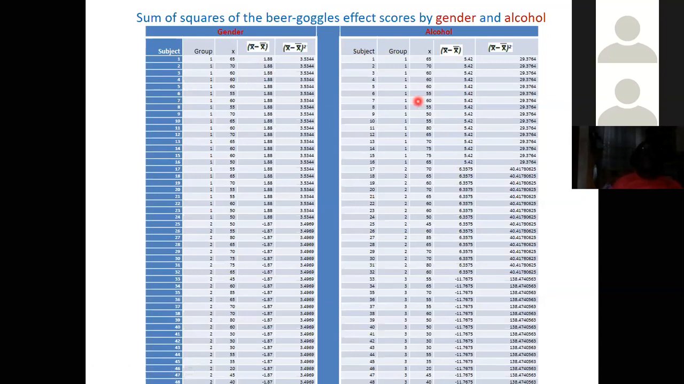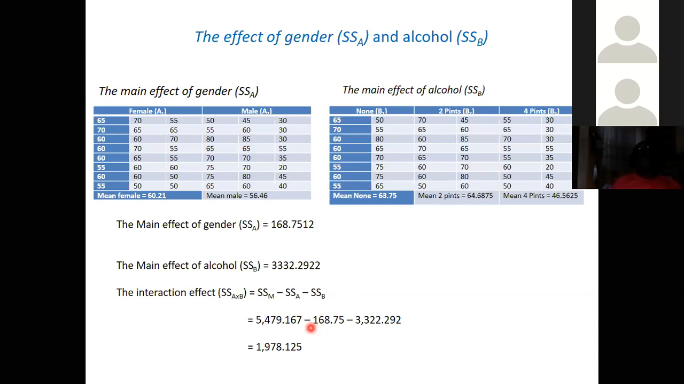For gender, you divide them into 2 groups, so you are looking at the effect of gender irrespective of whether the person took alcohol or not. You just collapse them into male and female. So in that case, of 48, we have 24 male and 24 female. For the main effect of alcohol, irrespective of whether the person is male or female, you just collapse them into no alcohol, 2 pints, 4 pints. And you can calculate the mean for each group also.